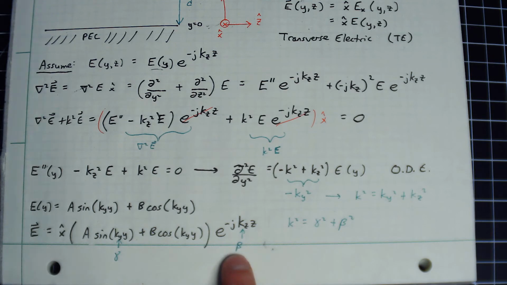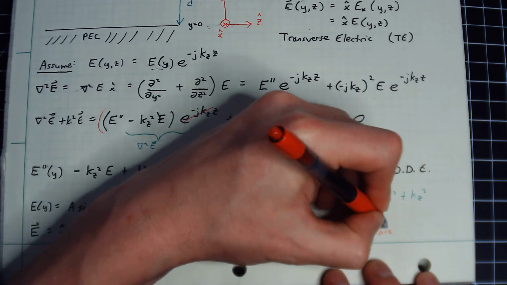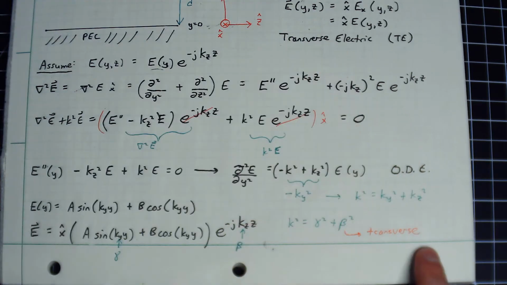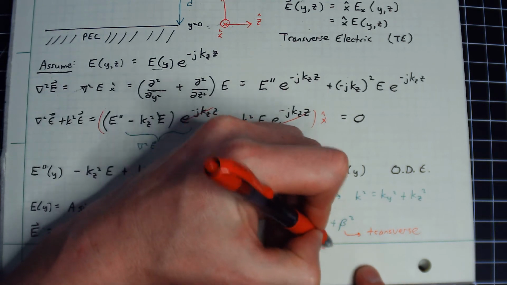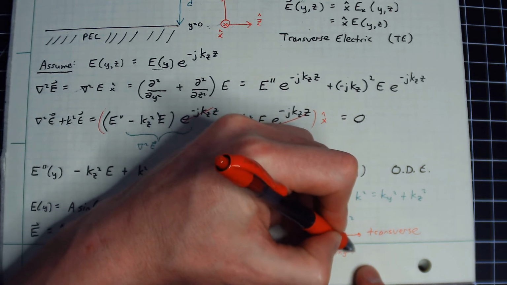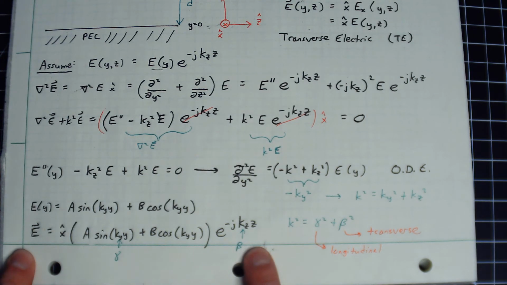So I'm going to call this beta. This is going to have a name. This is the transverse propagation constant, whereas this is going to be the longitudinal propagation constant. So that's why it helps to give them these new names here. Okay, so we are at this point. So what can we do from here?